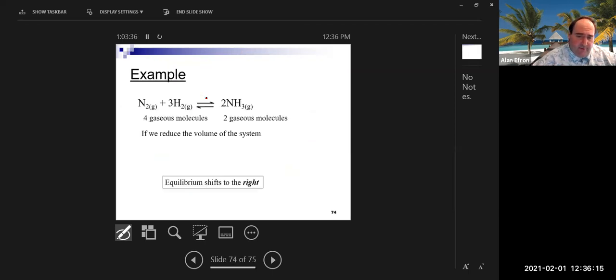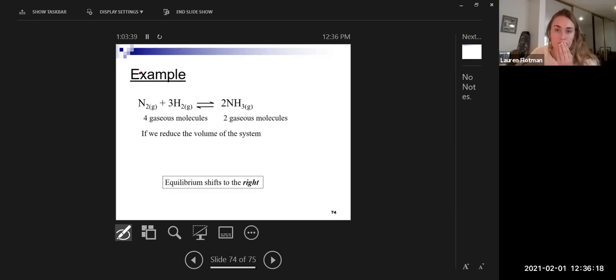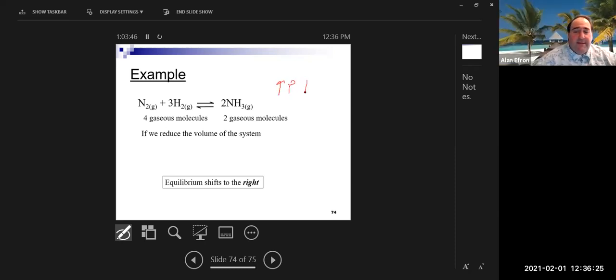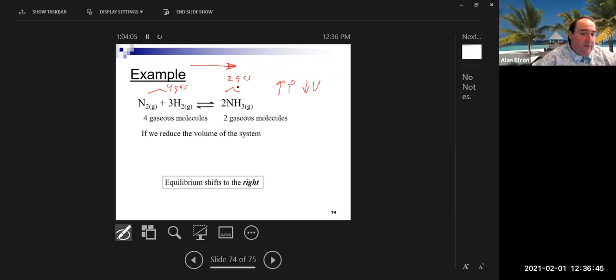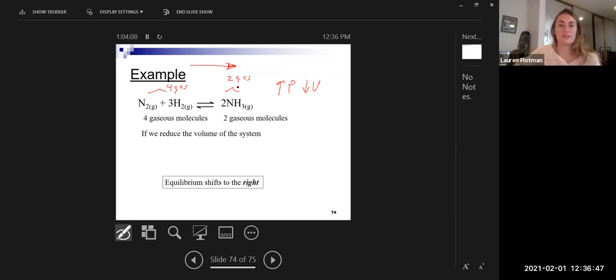So if we went back to the previous one, and we did less gas molecules, so increase pressure, decrease volume. In this case, there's 4 gas molecules, and on this side there's 2 gas molecules. So there is a difference in the amount of gas molecules, so in the smaller volume, we would want it to go to the right. In that particular example there just wasn't a difference. Okay, that makes sense. Thank you. You're welcome. Other questions?